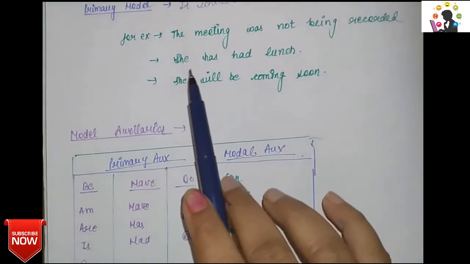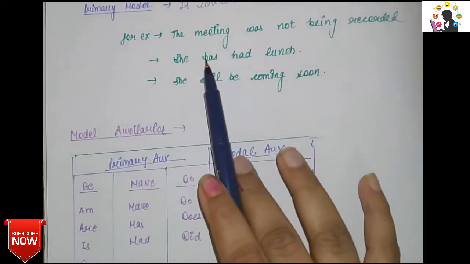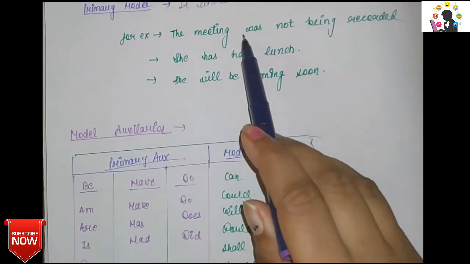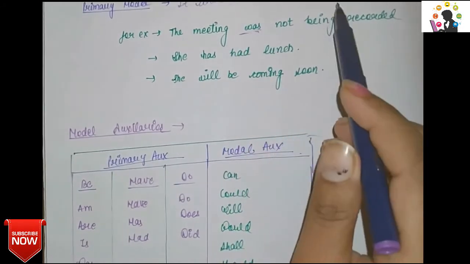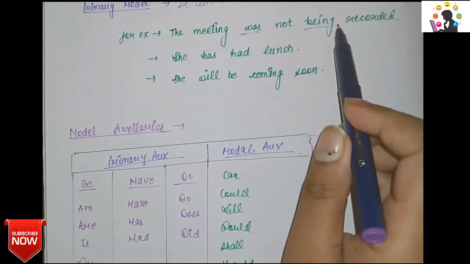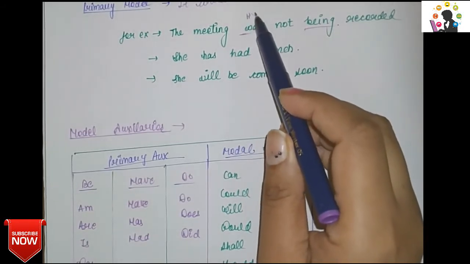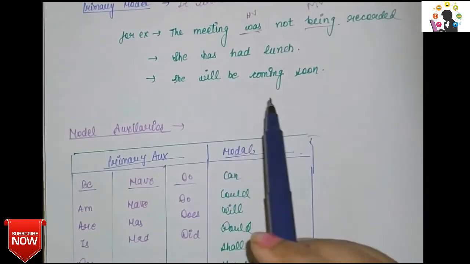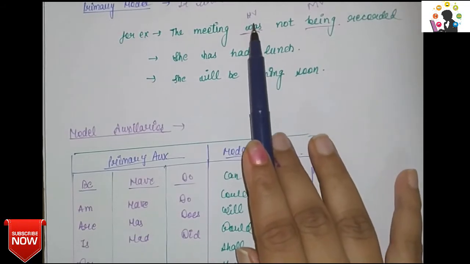For example, the meeting was not being recorded. In the sentence, we identify that was is, and being, both. Was is a helping verb and being is the main verb. As it contains the main verb, we can identify it is a helping verb.